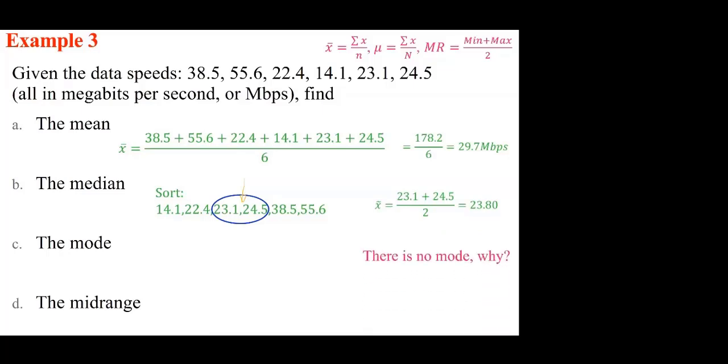There is no mode. Why is that, class? Can anybody tell us why there is no mode? Because no data value repeats. Perfect. Nothing repeats. And to find the mid-range, all you have to do, add up the minimum and maximum and divide by 2. Now, here's what I want to add. This is extremely important.